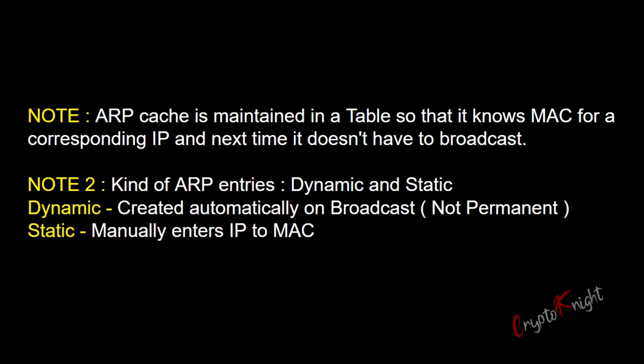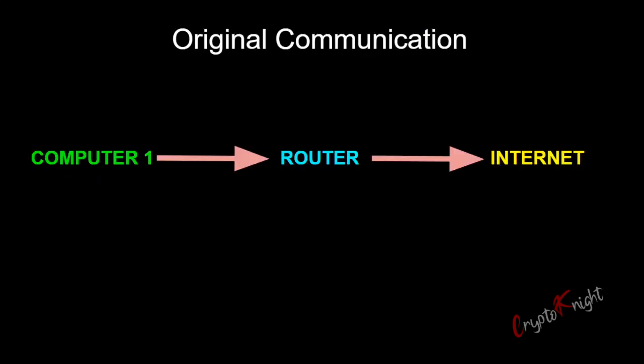The second thing is that ARP entries can be dynamic or static. As suggested by the name, dynamic means that they are created automatically when the broadcast message is sent. Static means that the person manually has to enter an IP address to a MAC address mapping. Now this is how an original communication takes place. For example, if I want to search google.com or anything on Google, the normal procedure is the computer communicates to the router and the router forwards the request to the internet.